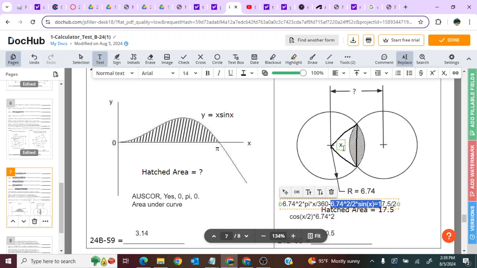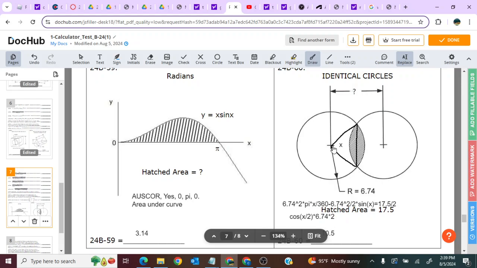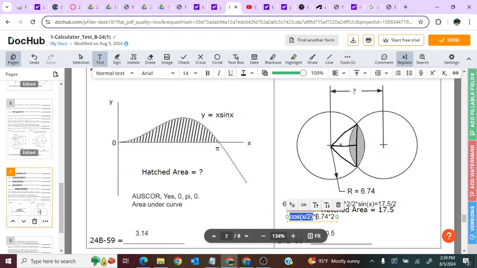Then once you have your angle of around 80 or something, maybe it was like 78, I remember, you now have to find out basically this line right here. To do that, you just use the definition of cosine. Cosine of x over 2 times your radius, and then you multiply by 2 because it's double-sided. Do all that, you get 10.5.